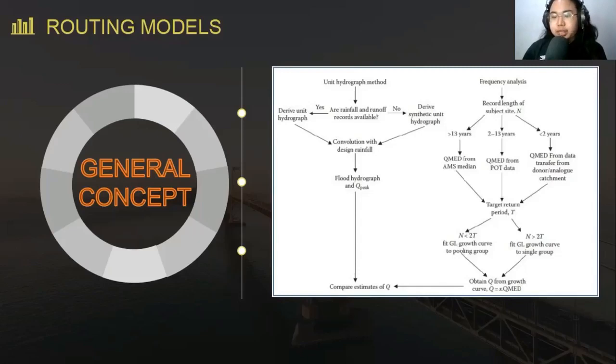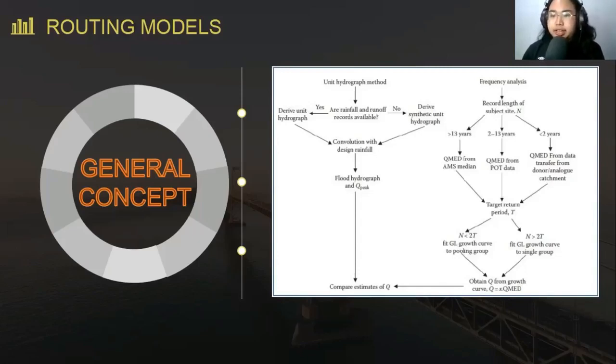So, may dalawa siyang subcategories. We have if N, the record length of your subject site, is less than 2T, ang fit siya for pooling group. Ang growth curve niya ay for pooling group. While if N is greater than 2T, ang growth curve mo ay belong sa single group.